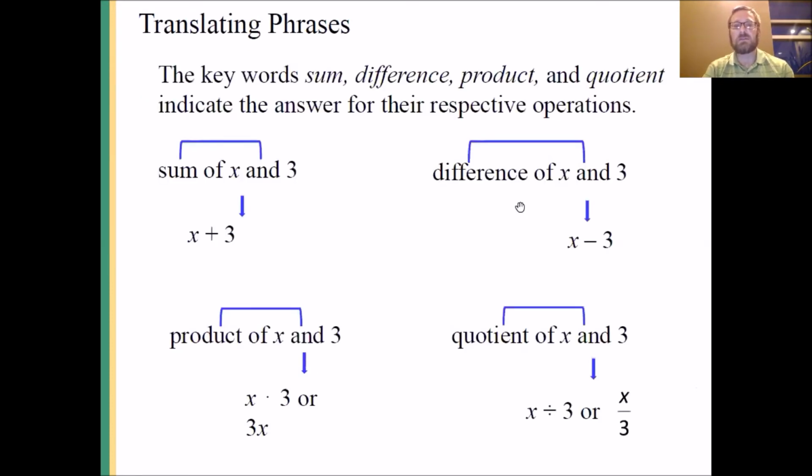Here are some good examples of translating. So if you hear sum of x and 3, that means x plus 3. Difference of x and 3 is x minus 3. The product of x and 3 is x times 3. Or you could just write 3x, because remember the commutative property of multiplication. It doesn't matter which order. Quotient of x and 3. So x divided by 3 or x over 3.